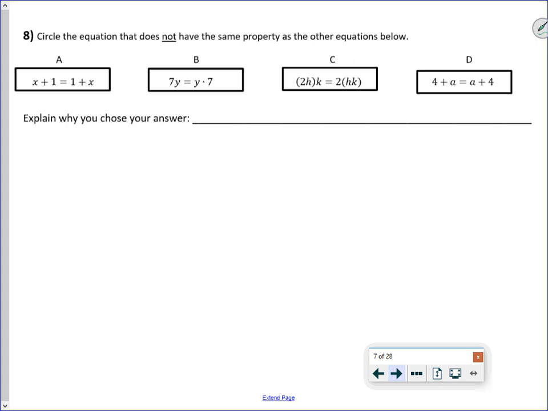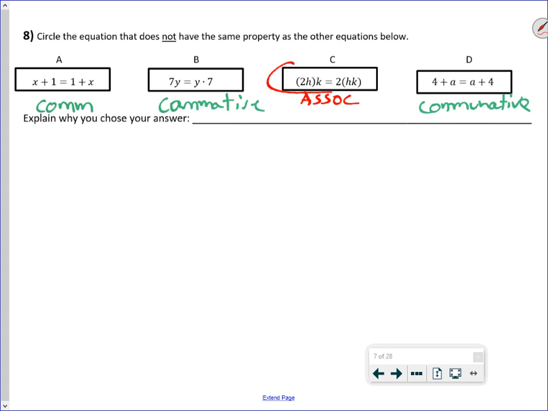Circle the equation that does not have the same property as the other equations below. So this is the commutative property of addition. This is the commutative property of multiplication. This is the commutative property of addition. This one, though, is the order didn't change. What's in the parentheses changed, so that's the associative property. So the answer is C.